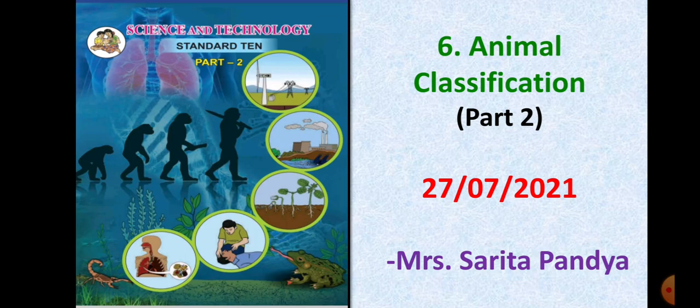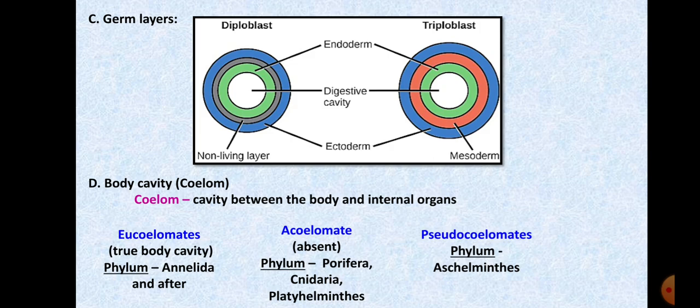Then we moved on to the criteria for the new system of classification. So the first criterion was body organization. How is the body of the different organisms organized? Then body symmetry, and we shall start with germ layers.